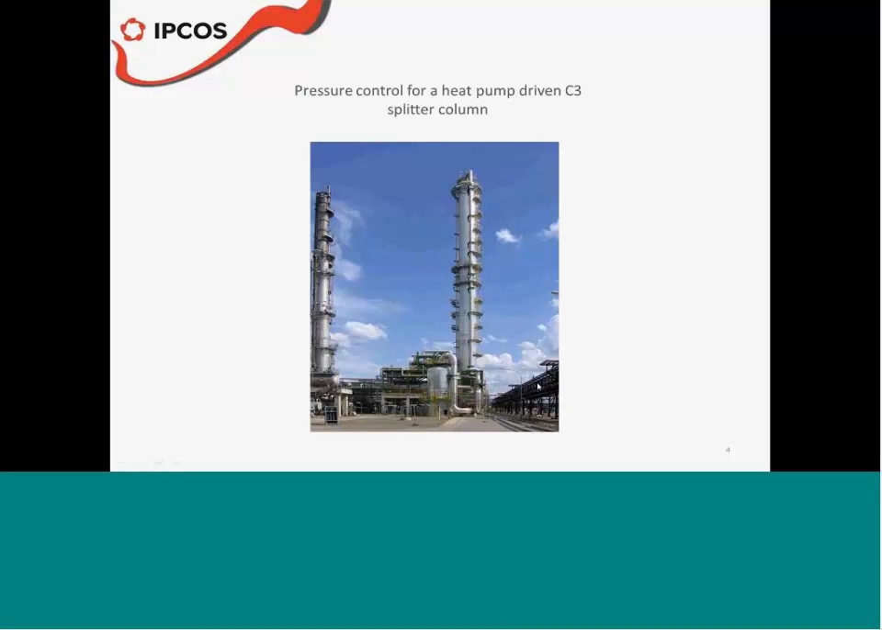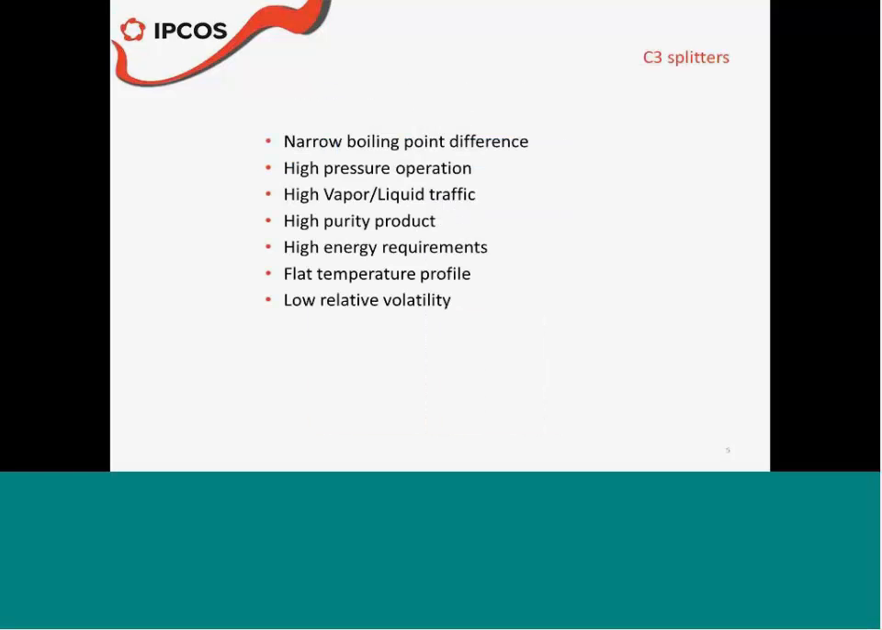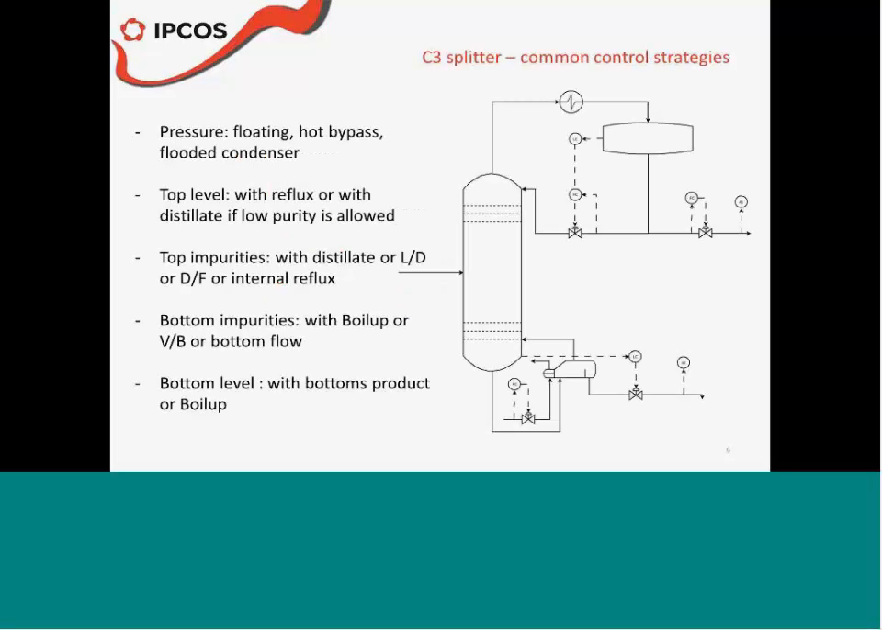Okay. Pressure control for a heat pump driven C3 splitter. Challenges we typically face on C3 splitters: narrow boiling point difference, high pressure operation, that's typical things, high vapor to liquid traffic, high purity products, typically high energy requirements, hence the need for heat pumps, and very flat temperature profile and low relative volatility. This is not an easy separation to do. Typically very large columns, more than 100 trays in general.